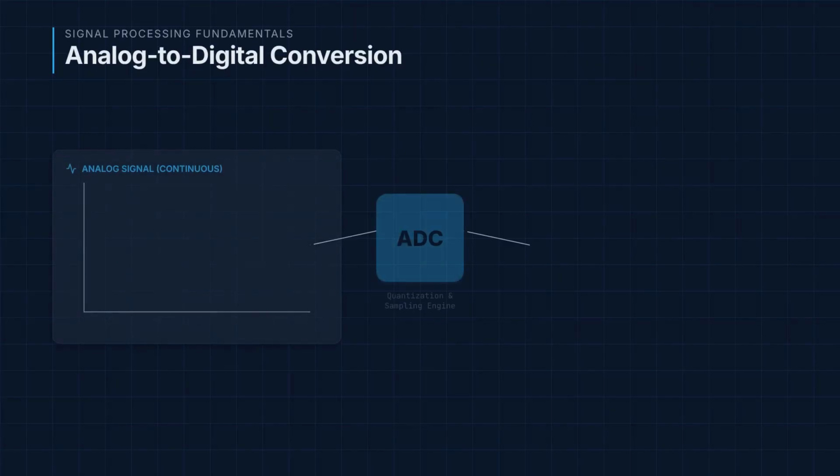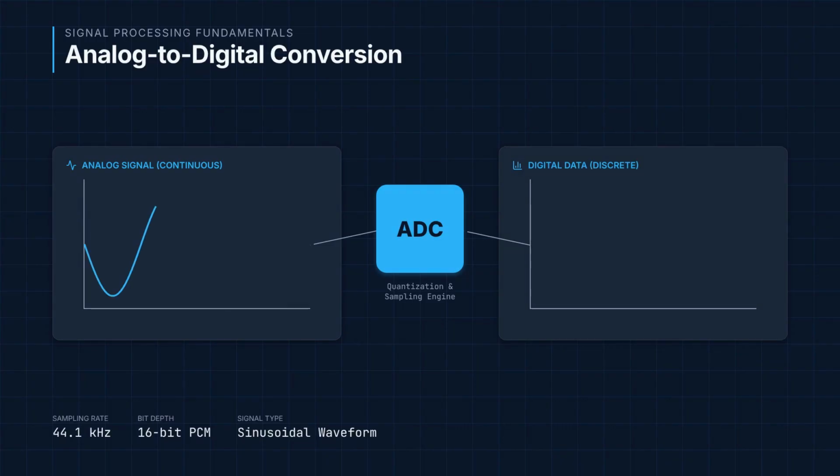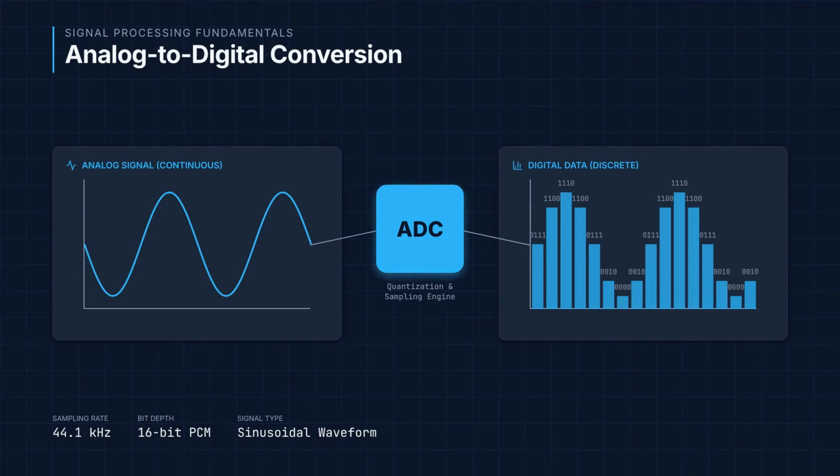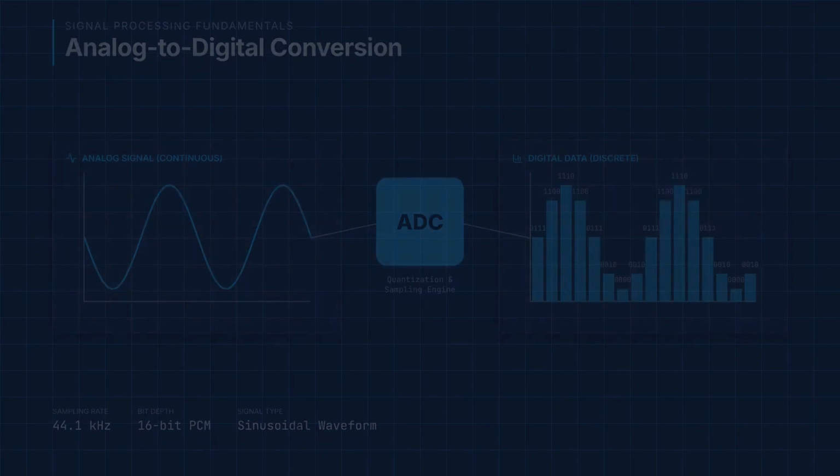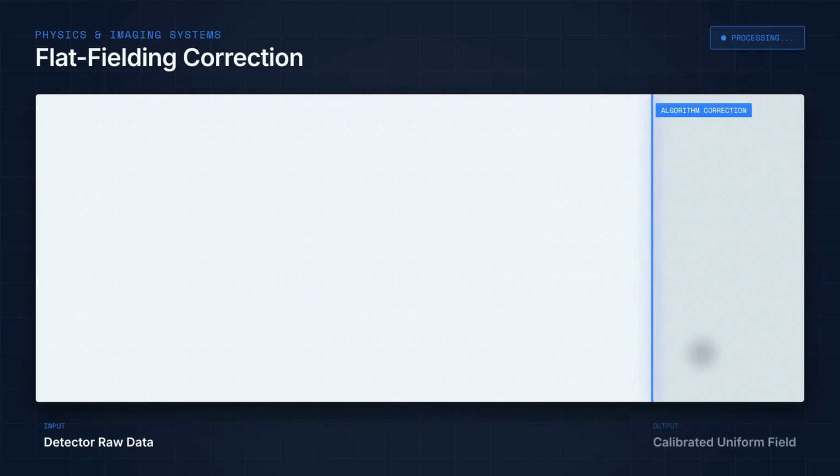The first step takes place at the analog to digital converter, or ADC, where the electrical signal from the detector is quantified into digital data that the computer can manipulate. Techniques such as flat fielding and dark noise correction remove artifacts caused by variations in detector sensitivity or electronic interference.